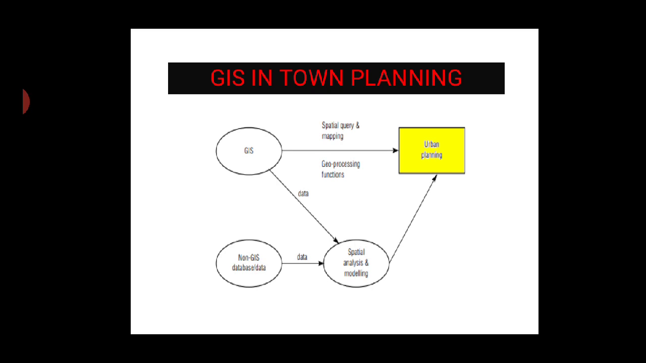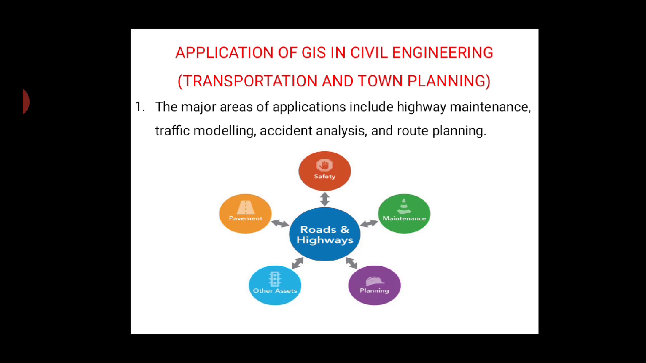Now, in terms of town planning, we go with urban planning. There are two types of data which are necessary: one is spatial data, and the other is non-spatial data. When these two data are available, we go with spatial analysis and modeling, which helps in urban planning, that is, town planning. So this is how GIS helps in town planning and transportation engineering in terms of civil engineering.